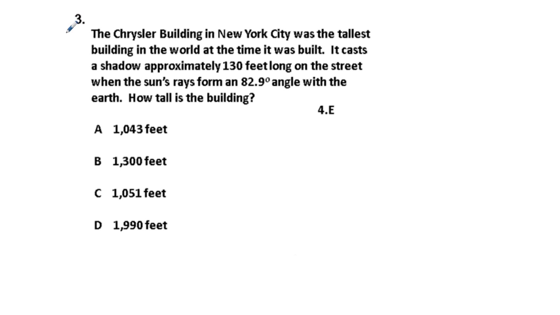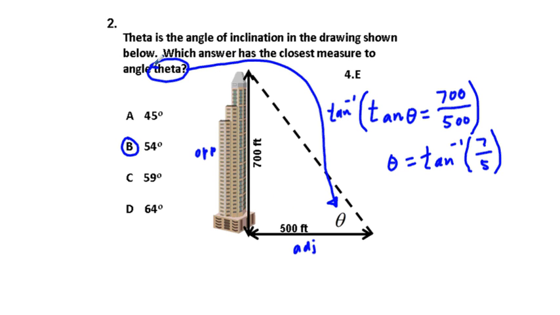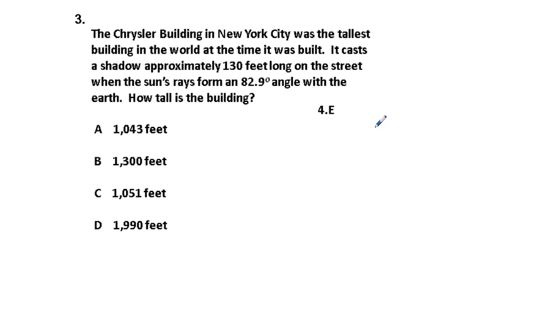Okay, 3. The Chrysler Building in New York City was the tallest building in the world at the time it was built. It cast a shadow approximately 130 feet long on the street when the sun's rays form an 82.9 degree angle with the earth. How tall is the building? Well, really, you're kind of looking at a drawing similar to that of problem 2. But here we have a building. Okay, this is our Chrysler building.